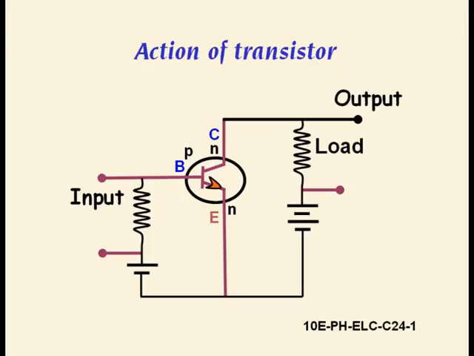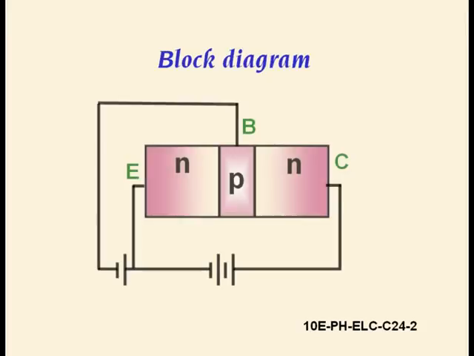In short, a variable weak voltage called input voltage is applied across a resistor in the emitter base circuit. The output voltage is taken across a resistor in the collector emitter circuit. Small changes in the input voltage result in large changes in output voltage. This is amplification. Block diagram. Children, copy this diagram in your notebook.